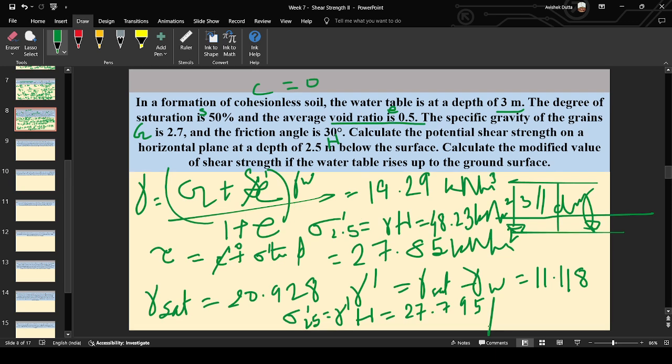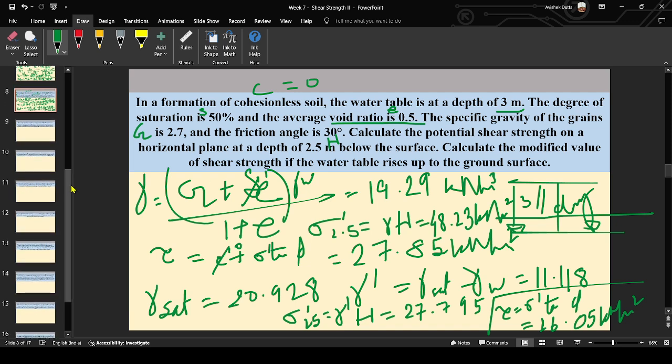Now tau F, tau equals to C is 0, sigma dash tan phi will be equals to how much? Approximately 16.05 kN per meter square. Okay, a bit tedious, but I hope you understood. Next question.